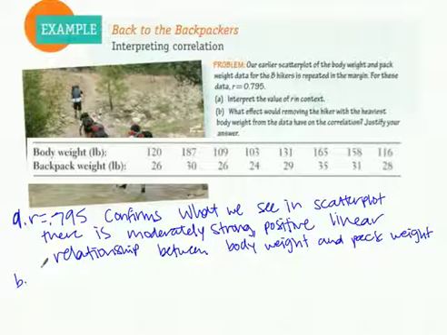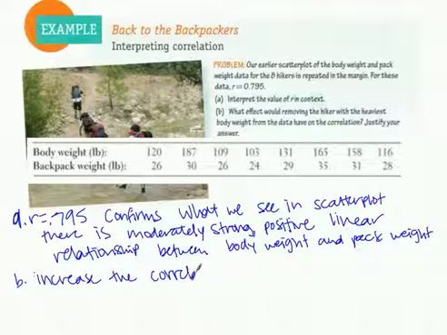B says, what effect would removing the hiker with the heaviest body weight from the data have on the correlation? Justify your answer. So basically get rid of that outlier that we said that we had. So all that would do is increase the correlation, since the remaining 7 points are more tightly clustered in a linear pattern.